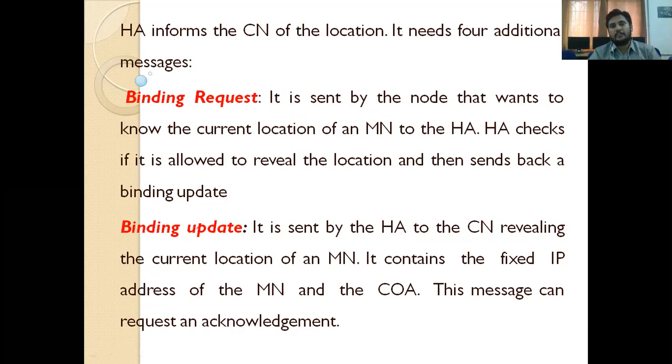So the binding request is sent by the node that wants to know the current location of the mobile node to the home agent. The home agent checks if it is allowed to reveal the location and then sends back a binding update. The binding update is sent by the home agent to the correspondent node revealing the current location of the mobile node. It contains the fixed IP address of the mobile node and the care of address. This message can request an acknowledgement.